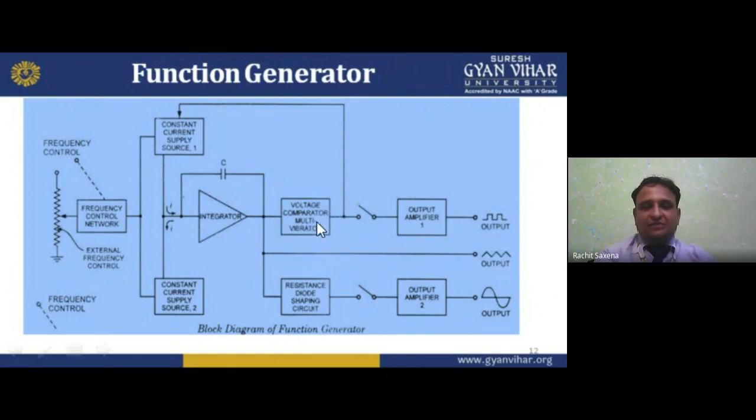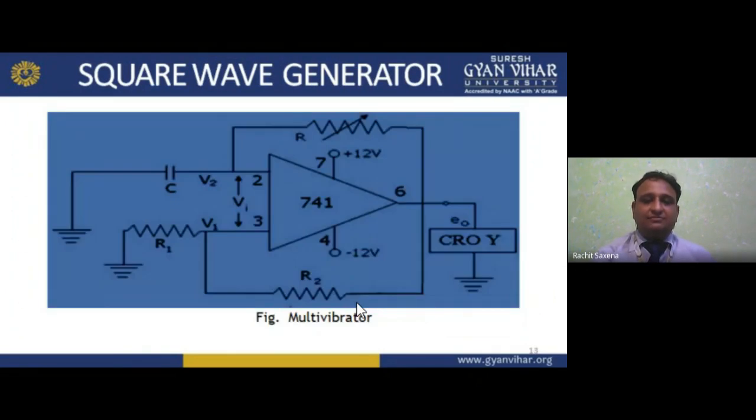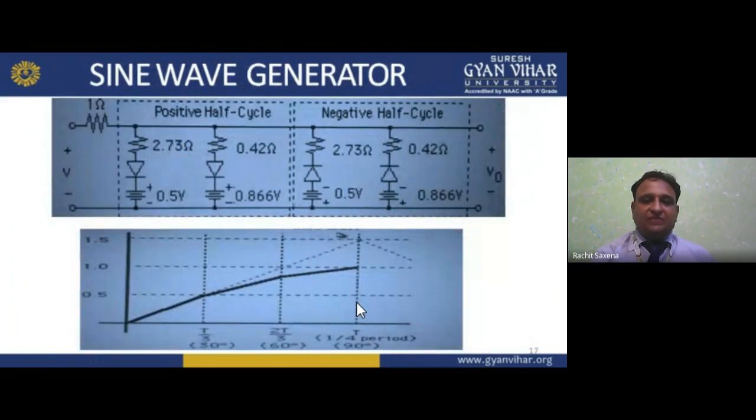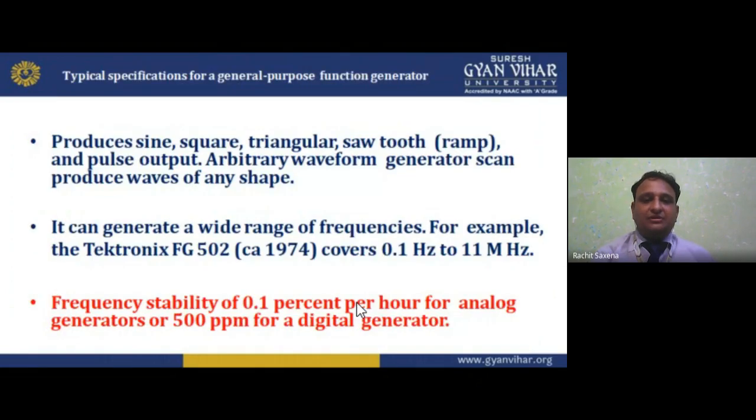So: integrator, voltage comparator, and output amplifier. The integrator output directly gives you the triangle, and if we use a resistance-diode shaping circuit, it gives the shape. So the output amplifier, if I am using it, directly gives you which form? That is the sine. I hope you understand. Okay, so this is the square wave generator. See here. Now we get the output. I'm changing it. We are getting the output in which form? Sine. Okay, I hope you understand.